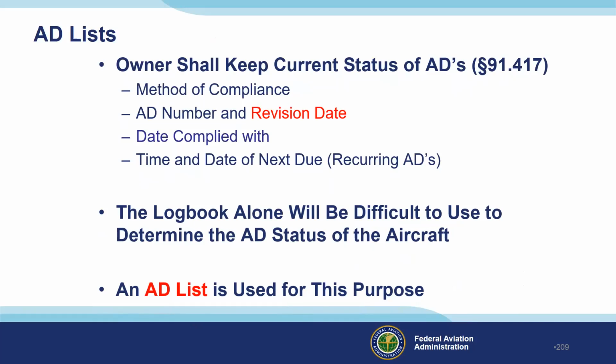Well, the only real logical way to do this is to have a list. The logbook alone will be very difficult to use to determine the AD status of the aircraft. If you have to look through page after page of the logbooks to verify this, it's very tedious.